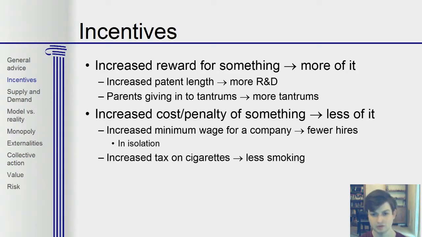Now, there are other examples where we put costs or penalties on things because we don't want them to happen. Something like increasing the tax on cigarettes, right? That will lead to less smoking because somewhere there is a smoker who, due to the increased cost, won't want to smoke anymore or won't start smoking. But there's no one who's going to start smoking because cigarettes cost more. So overall, this would lead to less smoking.